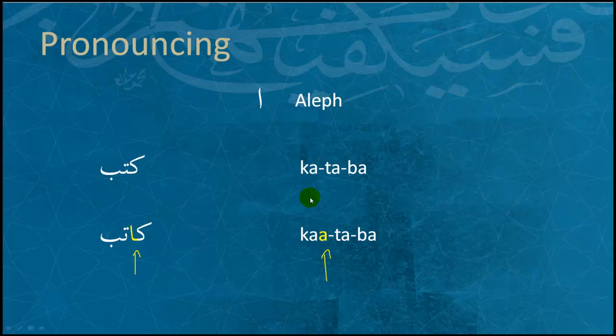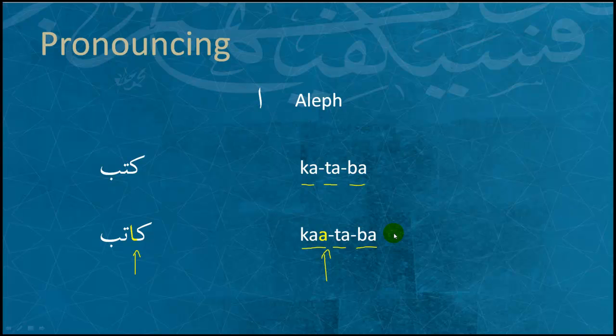So we want to compare how they sound. The first one, let's pronounce it. It's ka, ta, ba. The second one, however, is not ka, ta, ba. It's kaa, ta, ba. Now notice the difference. Kataba versus kaataba. Kataba, kaataba. Notice the a sound. It sounds like the a in fashion or bat.